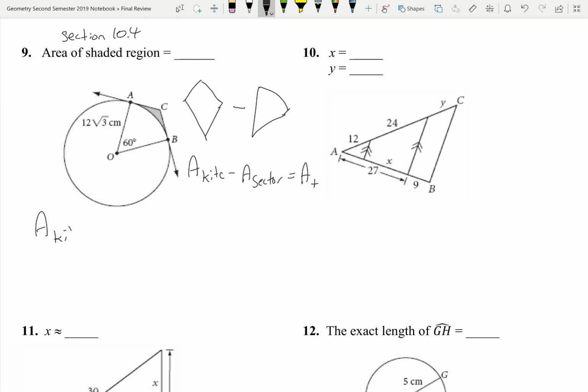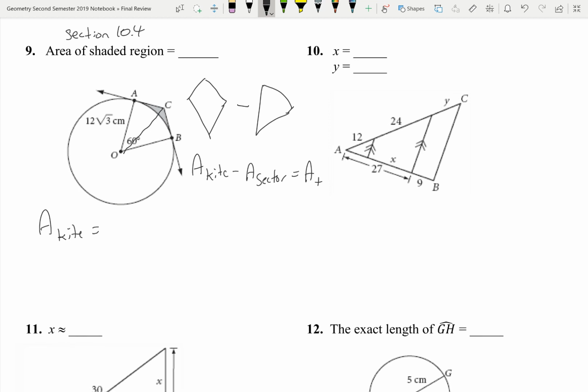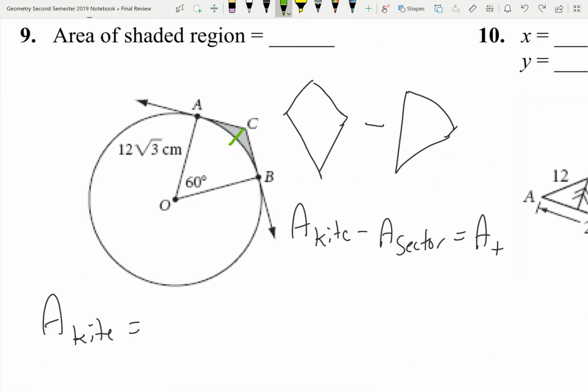So the area of the kite is going to be equal to what? Let's go ahead and draw in a diagonal. We have that diagonal right here. Well, these are both right angles because the radii is perpendicular to the tangent, and you can assume those are tangents. These angles here are both 30. It's going to bisect that angle.